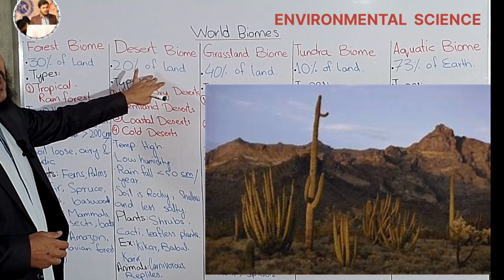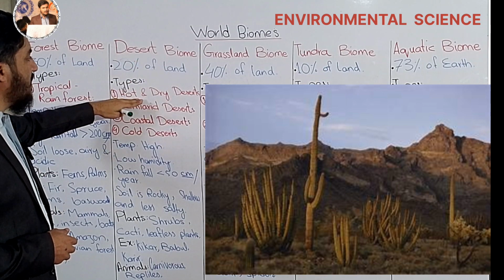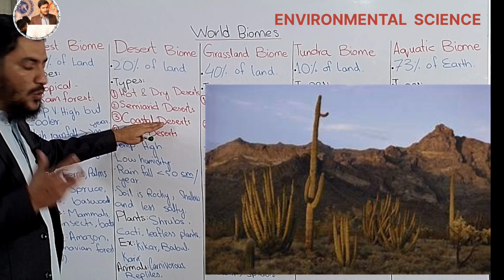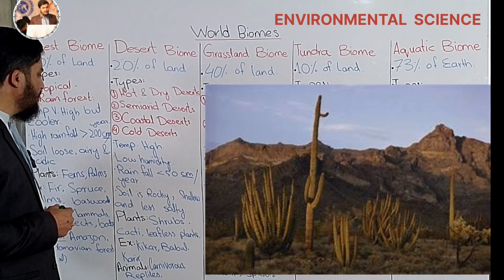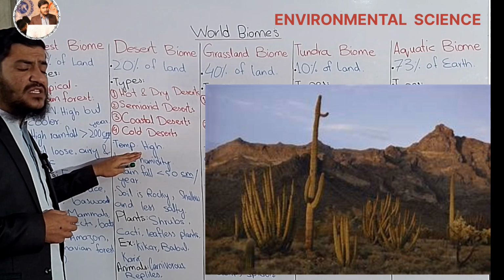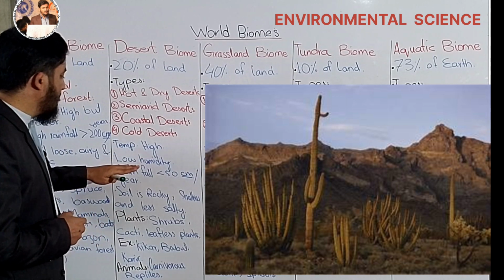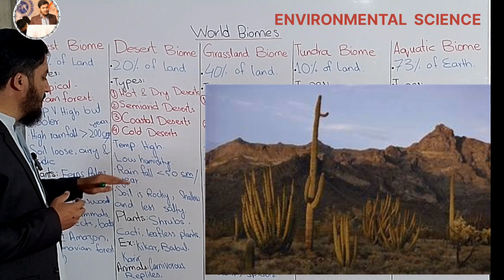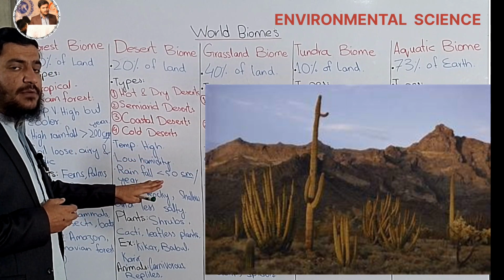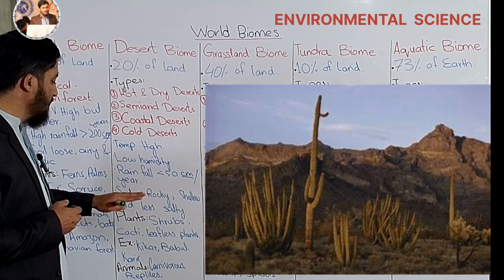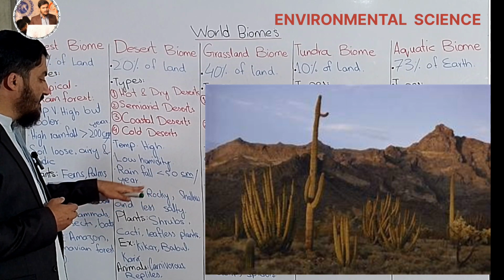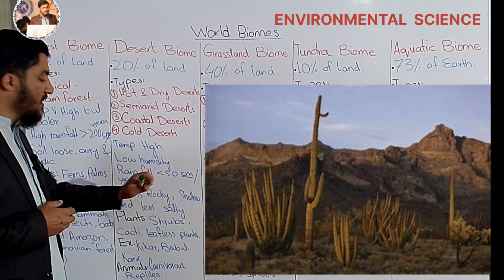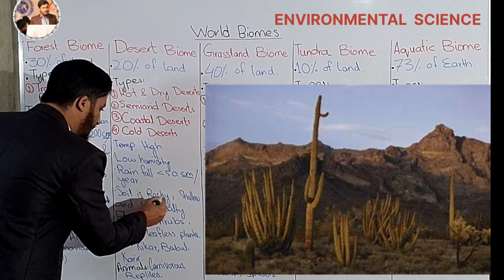There are four types of the desert biome: the hot and dry desert, semi-arid desert, the coastal deserts, and cold deserts. There the temperature remains very high throughout the year. Due to its high temperature, there is low humidity in the air, and the rainfall per annum is less than 50 centimeters.